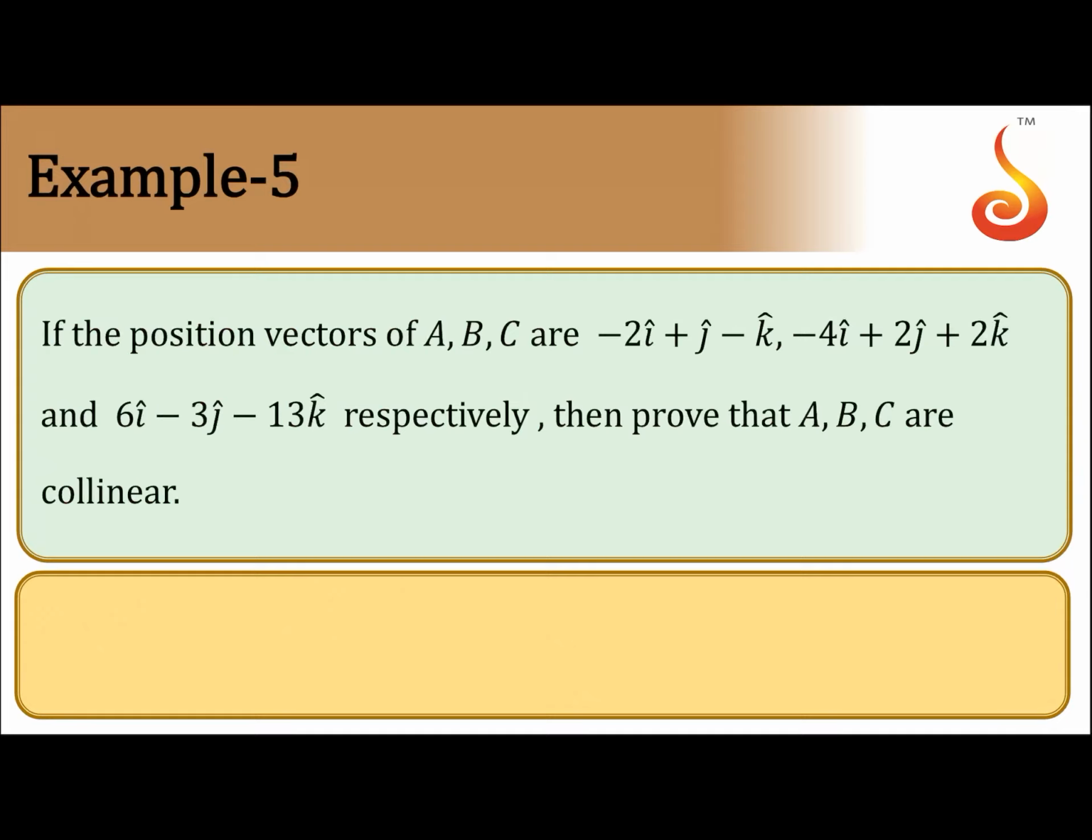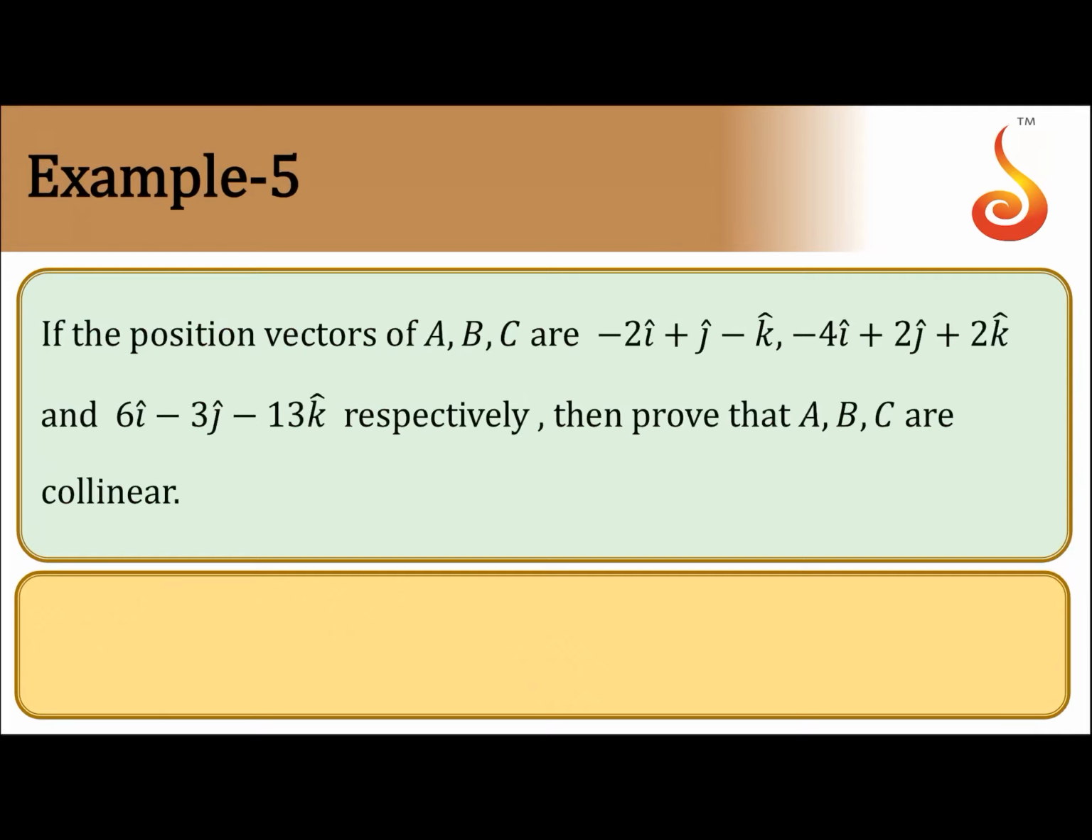Next example. The position vectors of the 3 points are given to you. Prove that A, B, C are collinear. It is similar to the last lecture's concept. You are given points A, B, C with position vectors. You are asked to show that A, B, C are collinear, which means from the 3 points you frame the 2 vectors. From that you will get the required answer.